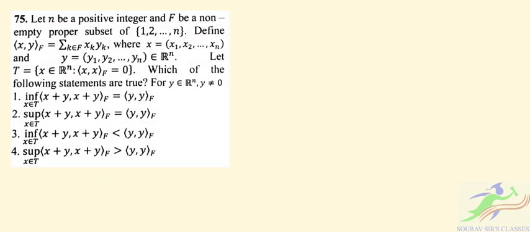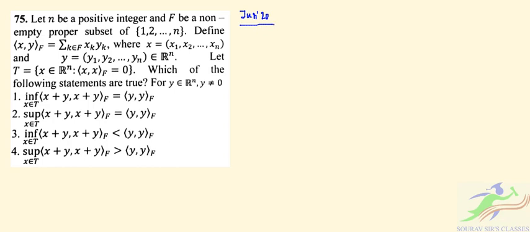Question number 75 from June 2020 mathematical science paper. Let n be a positive integer and f be a non-empty proper subset of this sequence. We have defined the inner product of x and y as the summation over k belonging to f of x_k and y_k, where x and y are two sequences which belong to the real space.